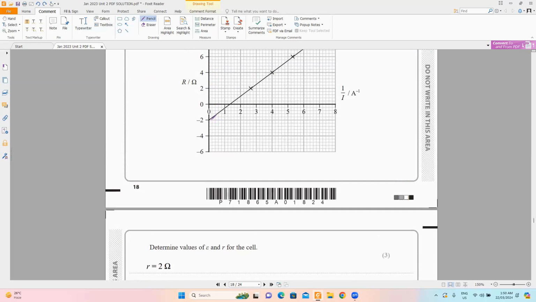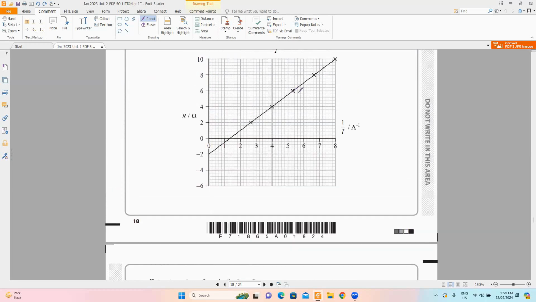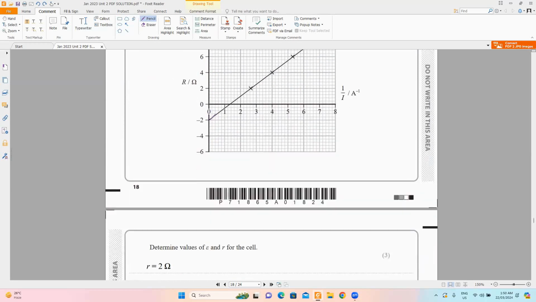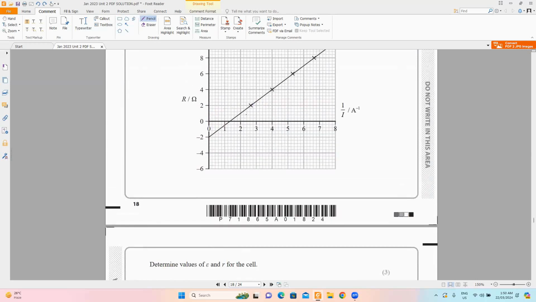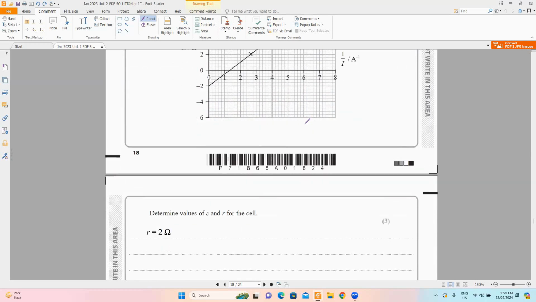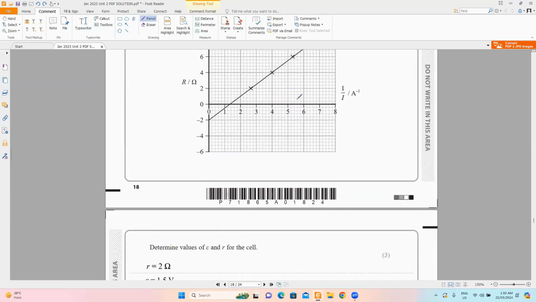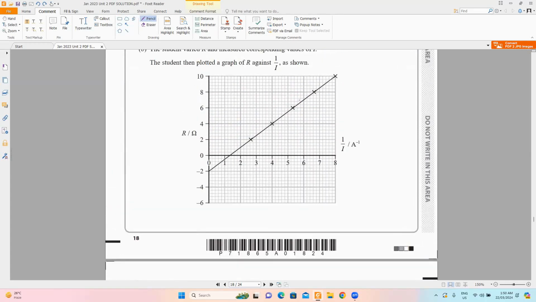So the internal resistance is 2. Of course, resistance cannot be negative. So internal resistance is given by the magnitude of the y-intercept. And if you take the gradient of the graph, the value should be 1.5. And please make sure while you're taking the gradient, you always use a large triangle. So I can show you how to take the gradient. I can take the entire graph.